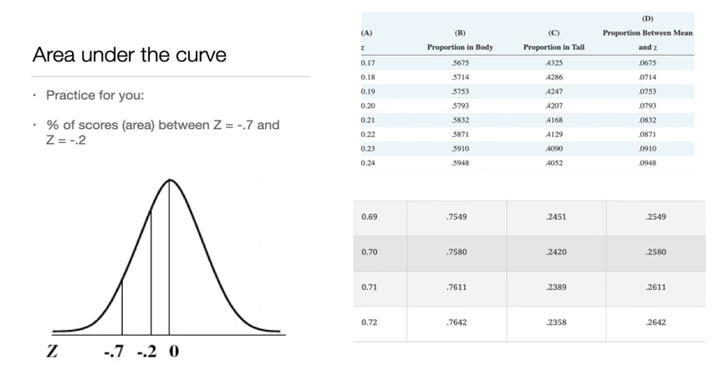So again, we're going to look at two values here, and the area that we're interested in is this area between these two. Now, there are a number of different ways that you could come up with this value.